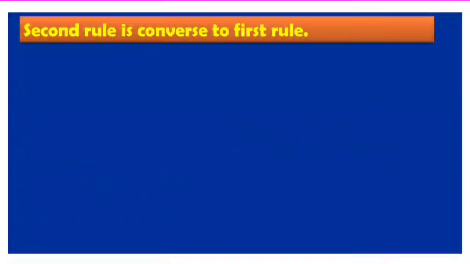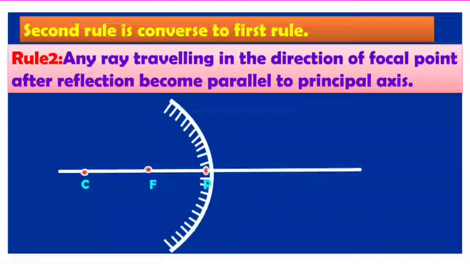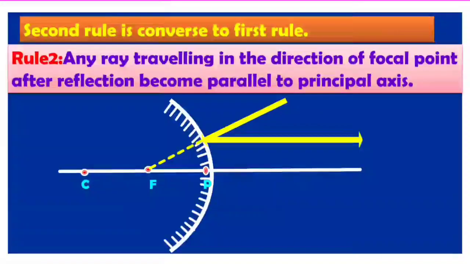Second rule is the converse of the first rule. It states: any ray traveling in the direction of the focal point, after reflection, becomes parallel to the principal axis. Here we can see a convex mirror. A ray which travels in the direction of the focal point, after reflection, becomes parallel to the principal axis.